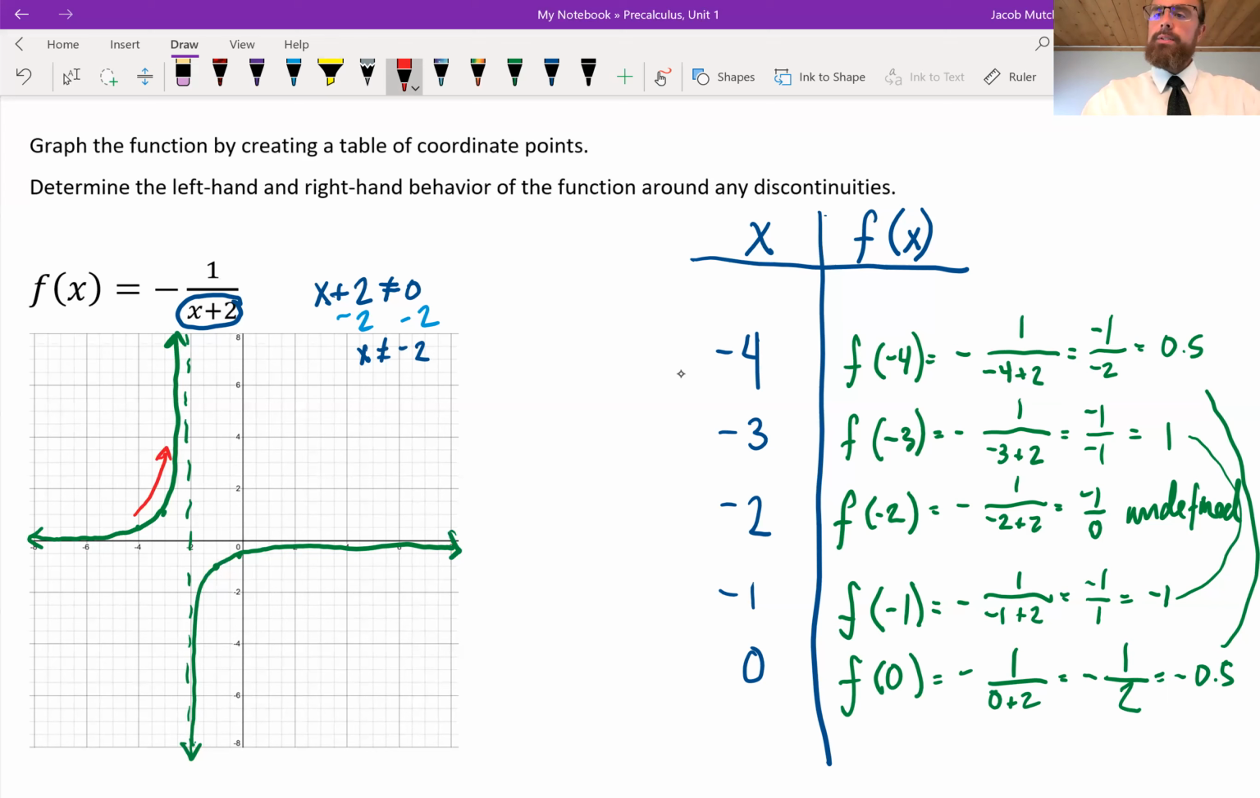Is it jump? Is it infinite? Is it removable? Good, it's infinite. Remember, infinite discontinuity is when one or both of the sides around the discontinuity approach positive infinity or negative infinity, again, which can't equal each other. You can't set infinity equal to anything. Well, we got an infinite discontinuity.